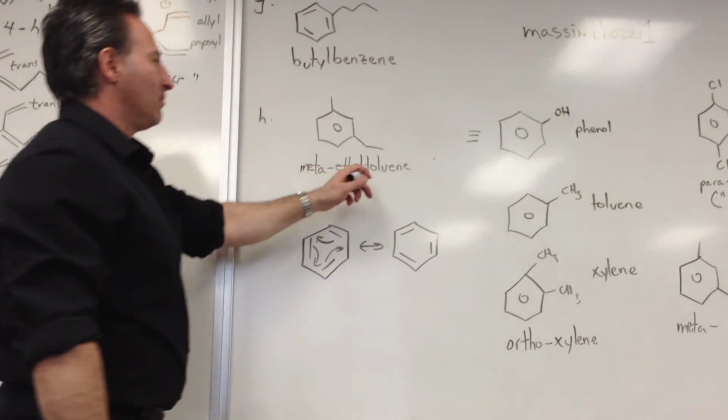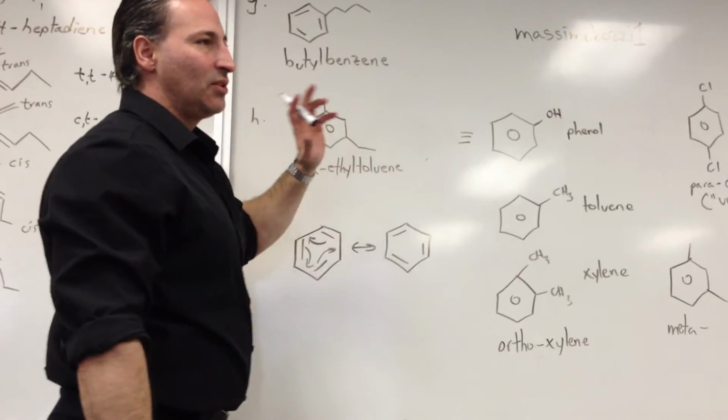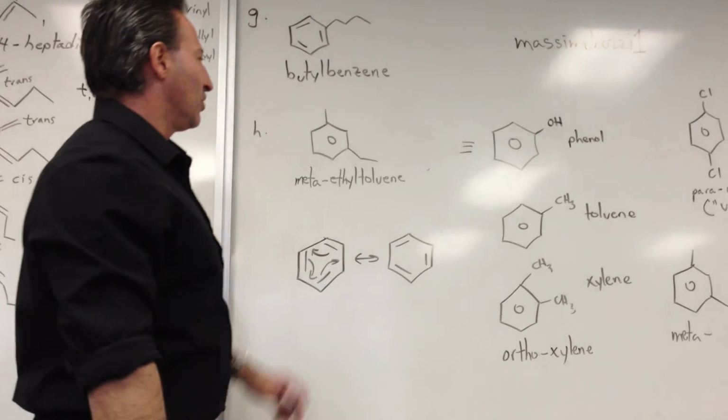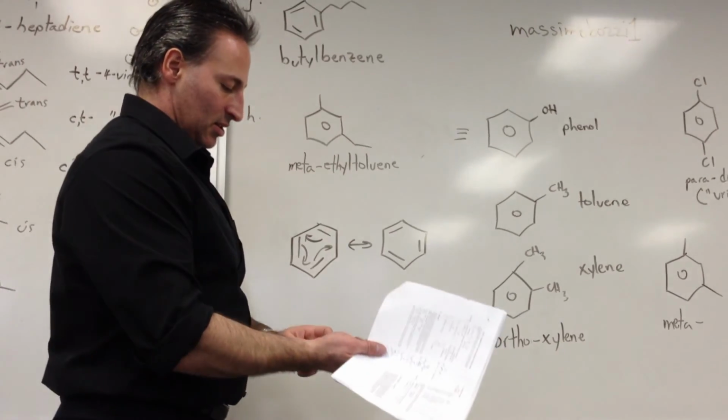Typically, you will see methyl benzene. You'll never see it named that way. Most of the time, chemists will refer to the trivial name, which is toluene. Methyl benzene is also known as toluene.